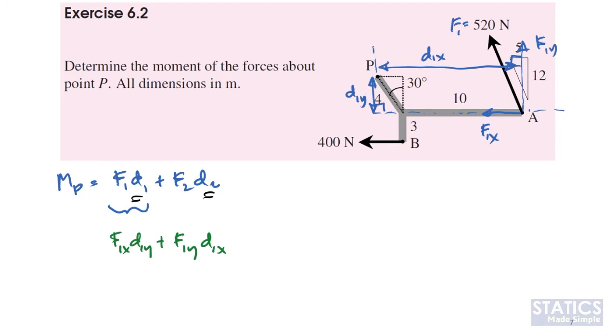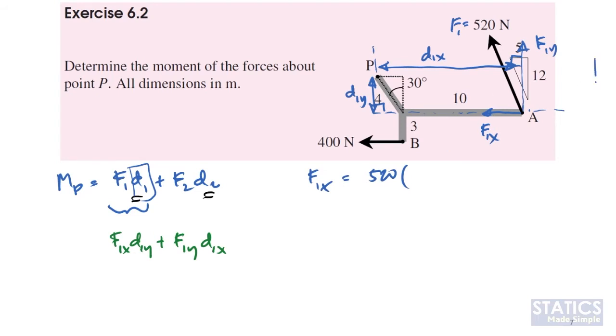So instead of calculating F1D, we resort to calculating F1X D1Y plus F1Y D1X. Why do we do this? Because sometimes it is difficult to determine one of the parameters, for example, in this case, D1. So that's what we are doing right now. F1X is just equal to F1, the component along X, which is 520 times the sine of this angle.